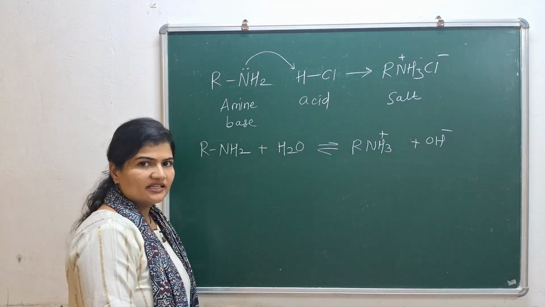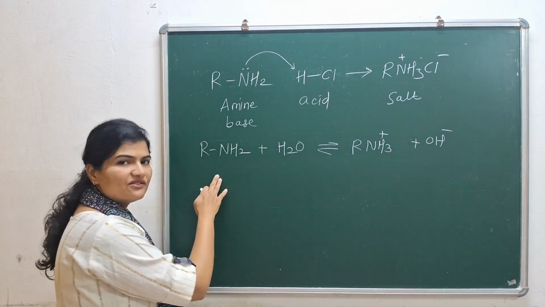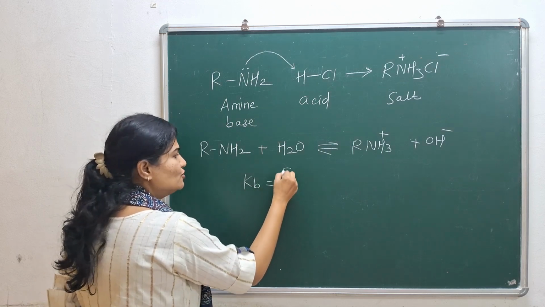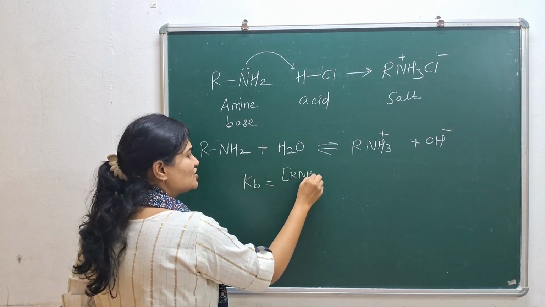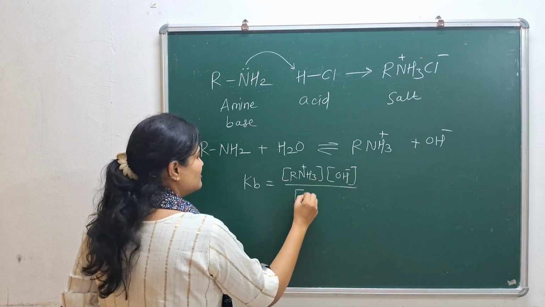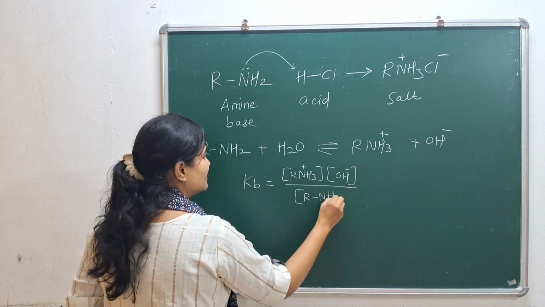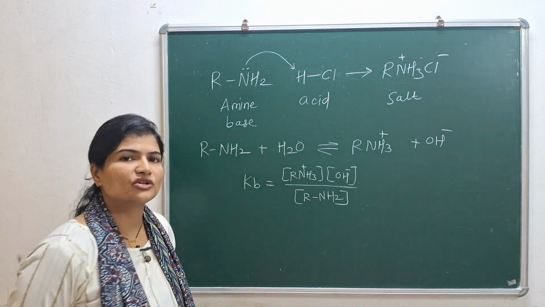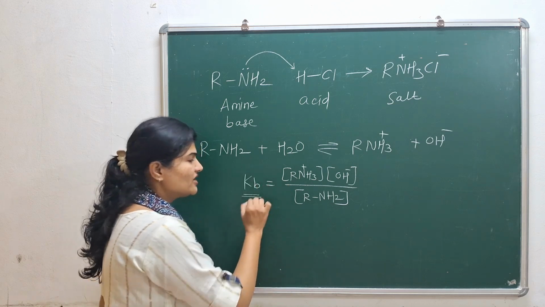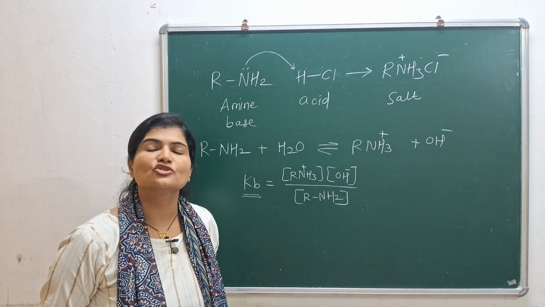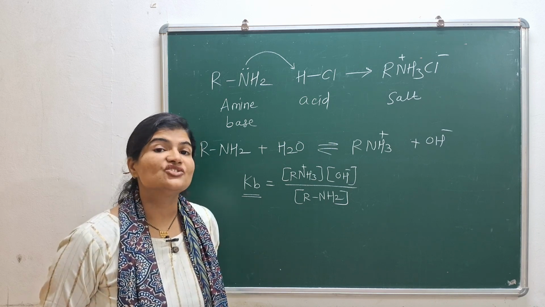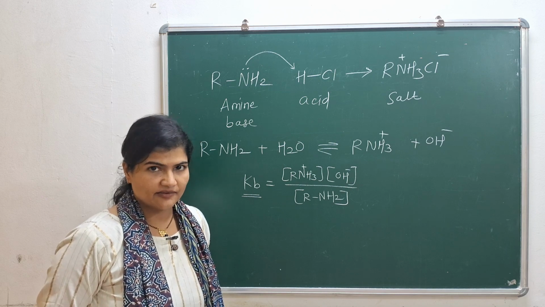Now if we write the base dissociation constant for this equation using the law of mass action, we get Kb equal to the concentration of RNH3+ times the concentration of OH- ions divided by the concentration of undissociated amine. The concentration of water we skip because it is constant. So this is the equation for Kb, which we call the base dissociation constant or basicity constant, and this tells us about the strength of bases, amines for that matter.